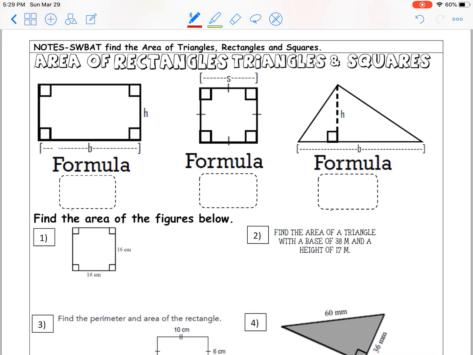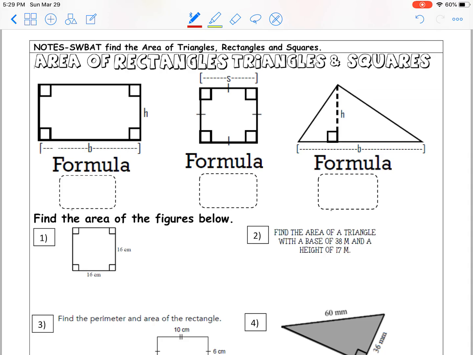Okay, moving on. The objective for today is: students will be able to find the area of triangles, rectangles, and squares. You might remember from your 6th and 7th grade math classes the definition of area. The area is the amount of space inside the boundary of a flat two-dimensional shape. This could be any type of polygon or a circle.